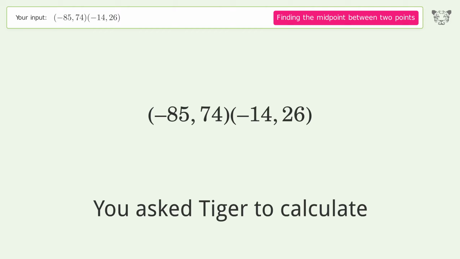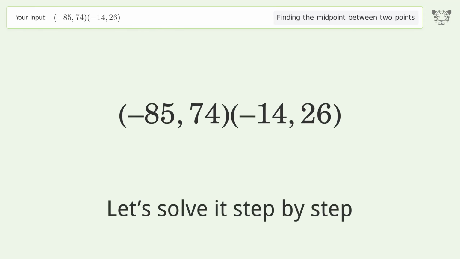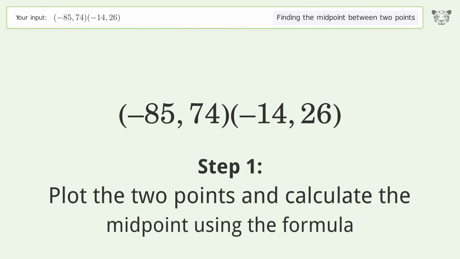You ask Tiger to calculate. This deals with finding the midpoint between 2 points. The midpoint between the 2 points is negative 49.5, 50. Let's solve it step by step. Plot the 2 points and calculate the midpoint using the formula.